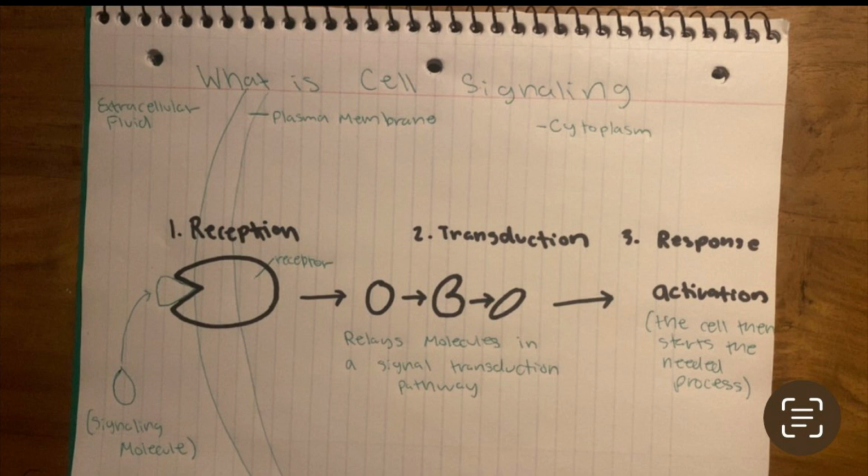Then we have step 2, transduction. The signal is moved from the cell membrane through to the nucleus, and this happens through phosphorylation of kinase proteins. Phosphorylation just means adding a phosphate. Then we have our response. The response takes place in the nucleus, where the final molecule of the signal pathway initiates the transcription of target genes, and this leads to a protein being made, which causes the cell response.